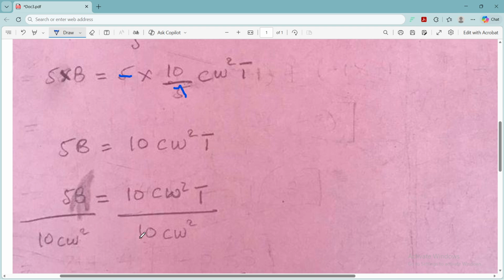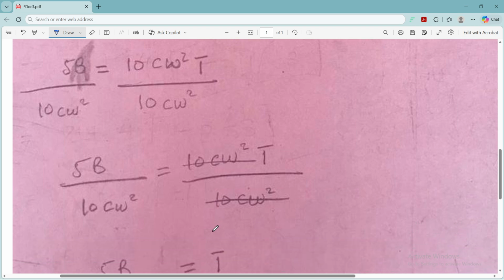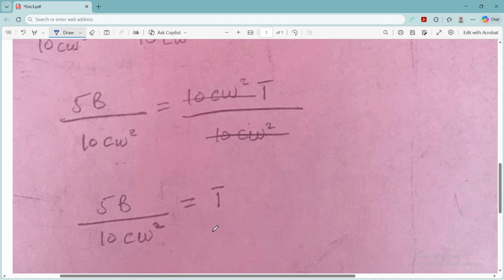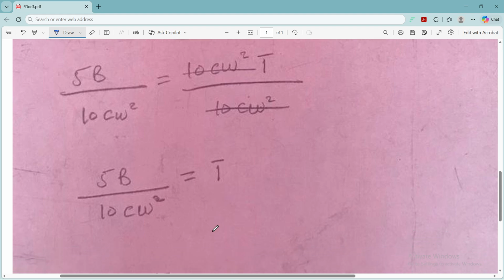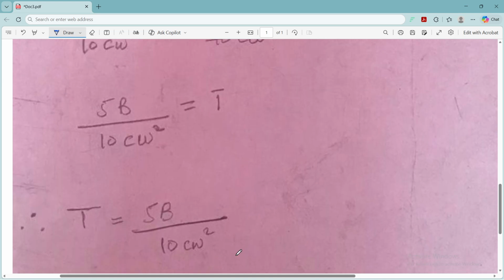So 10cw squared will cancel itself, as shown here. It will cancel 10cw squared here, making t the subject of the relation. So we are going to have t to be the fraction 5b divided by 10cw squared. This is our final answer. Therefore, our final answer is t equals the fraction 5b divided by 10cw squared.